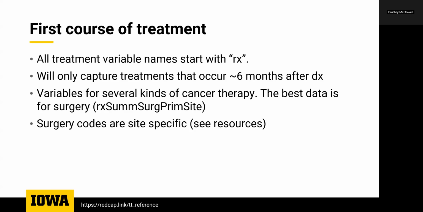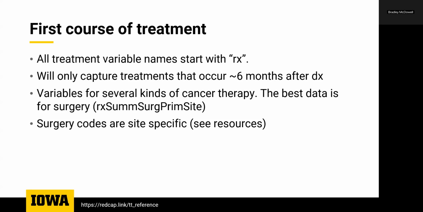Okay, let's talk a little bit about treatment variables. Treatment's kind of like stage. There's a lot of treatment data in the tumor table. All the treatment variable names start with Rx, so it's pretty easy to determine whether a variable is a treatment variable or not. One of the important things to keep in mind when you're looking at the tumor table is that the registries only capture first course of treatment. And these are things that generally happen within, say, the first 6 months.